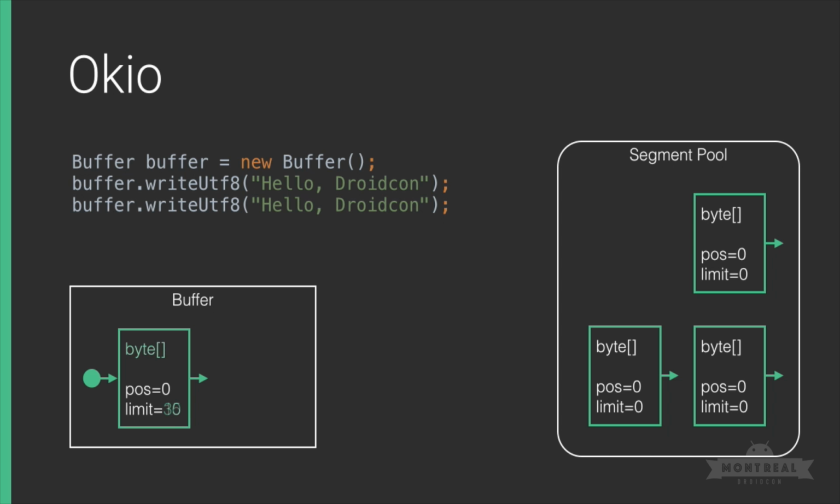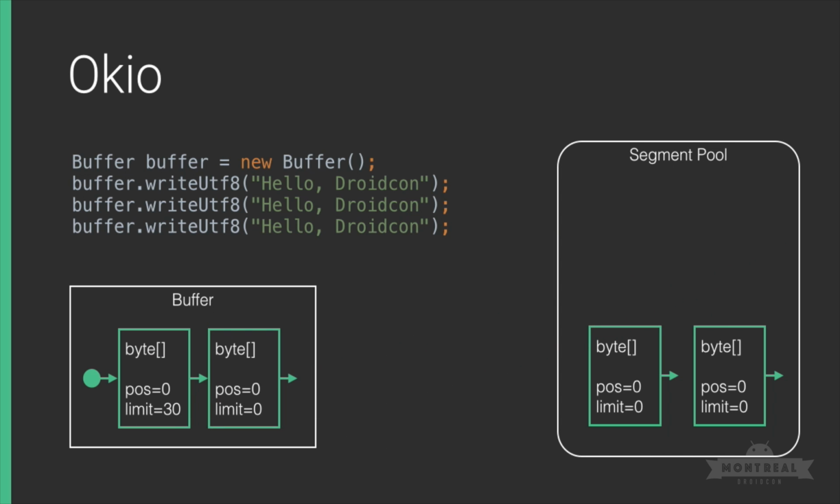Similarly, we write again, the same thing happens. For the purposes of this talk, we're going to pretend like these segments are, say, 32 bytes. But in reality, the byte arrays are a lot bigger, and that's actually an implementation detail that could potentially change at any time. So if we need to write again, we only have 2 bytes left in this initial segment. So the buffer is going to grab another segment from the pool in order to expand the storage that it has. And then we just write into that segment.